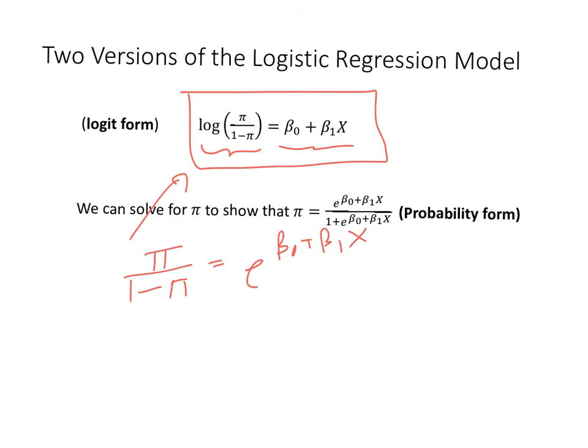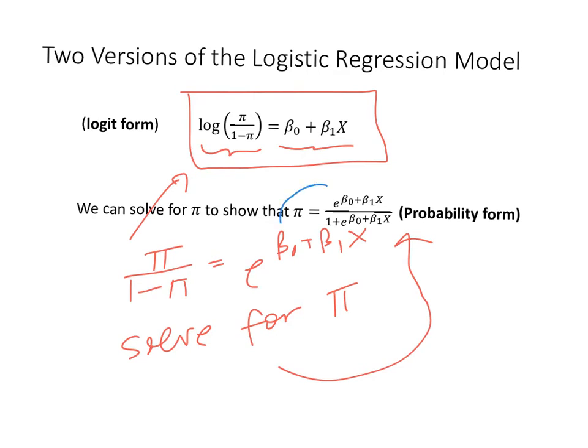And then if you do the algebra and solve, it's just a simple algebra exercise, solve for pi, what you end up getting is what I'll circle in blue, and this is equivalent to this, okay? So sometimes we're interested in predicting the log odds, and this formula will be helpful. Sometimes we want to predict probabilities, and so the blue formula will be helpful, the probability form. But notice they are equivalent, so you can use either one.